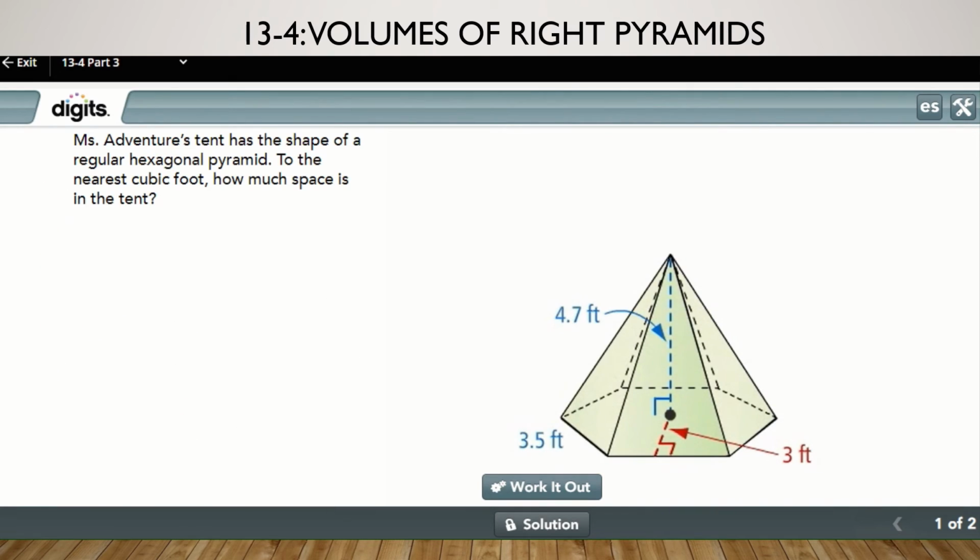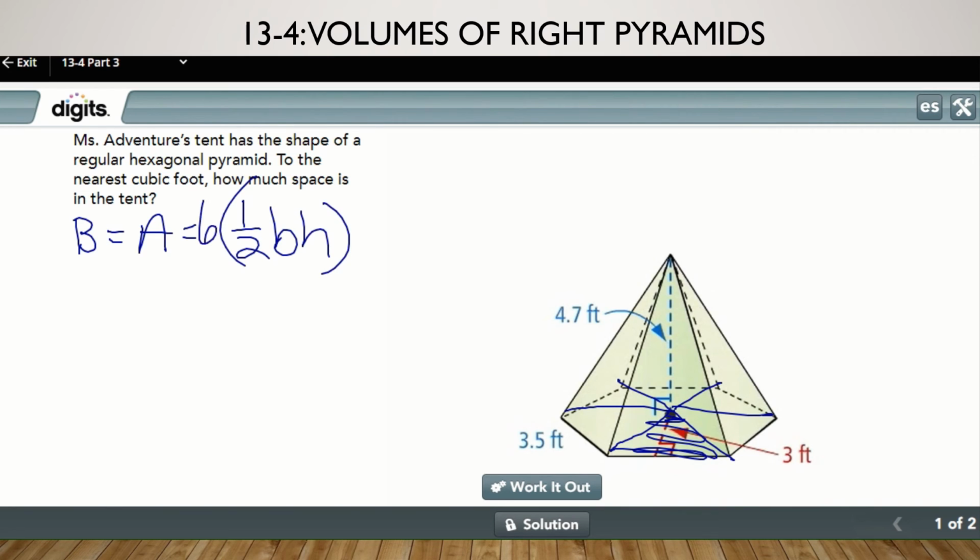First thing I'm going to do is find the area of the base. And the shape of this base is a hexagon. So let's remember the formula for area of a hexagon. We know we can decompose a hexagon into 6 equilateral triangles. So if we find the area of one triangle, which is 1/2 base times height, all we have to do is multiply that by 6, and that will give us the area of this entire hexagon.